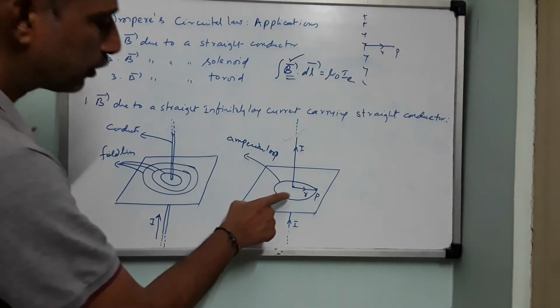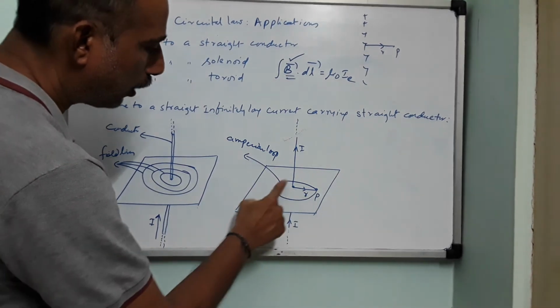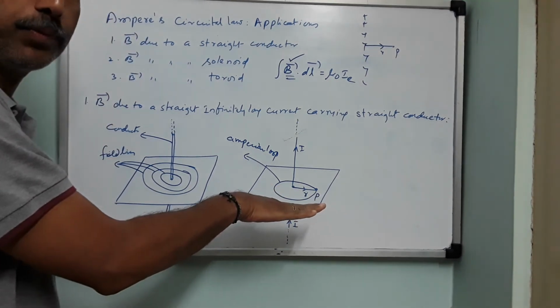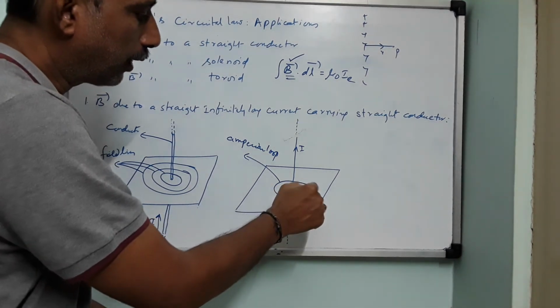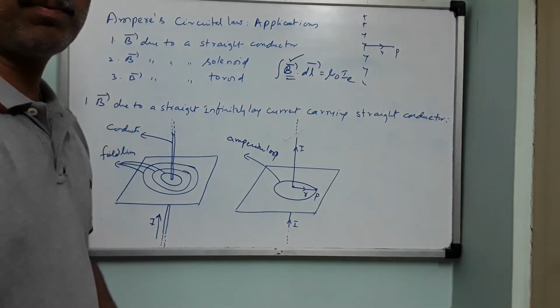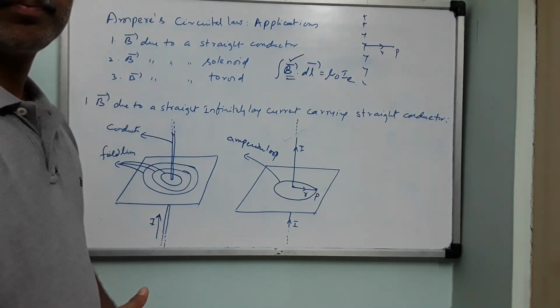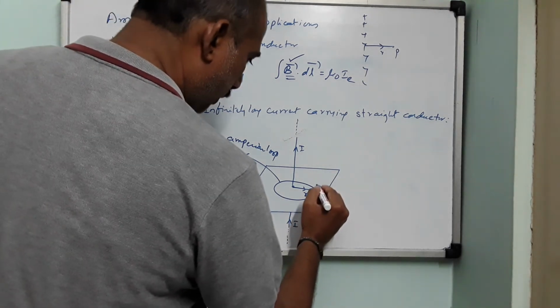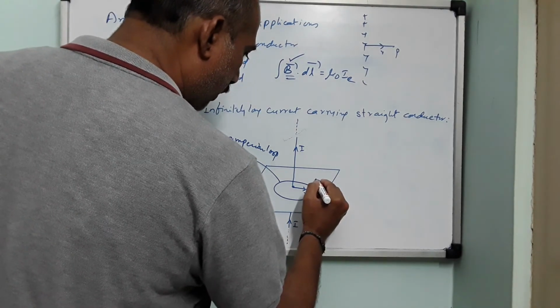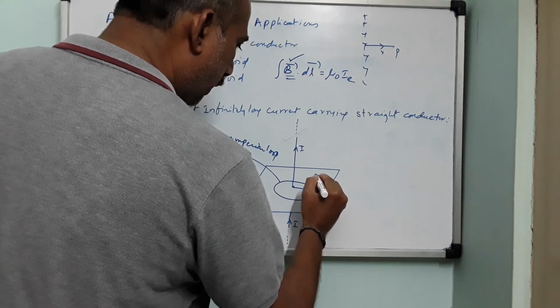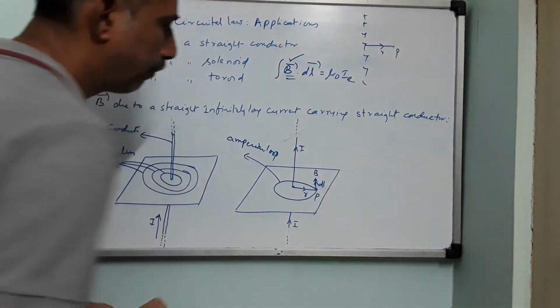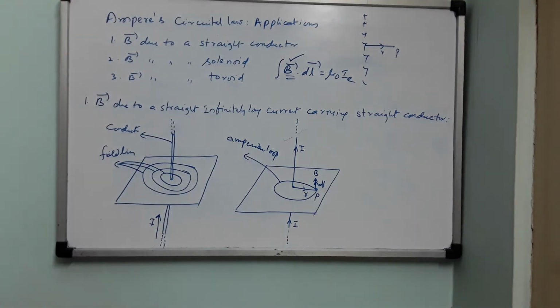So for such an imaginary Amperian loop, dl is a small element. Now how is this, children? This is not actually parallel to the plane of the board. It is perpendicular to the plane of the board. So if I take dl, that dl also will be pointing into the plane of the board. So this is the direction of B and this is also the direction of dl. Both of them are pointing in the same direction.